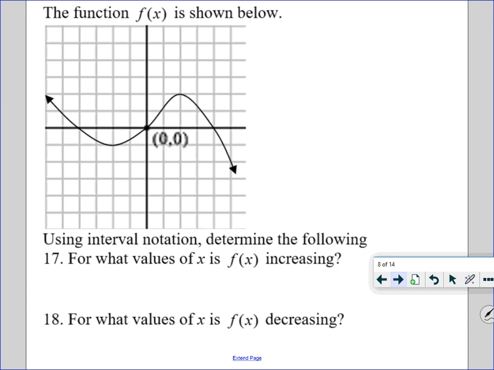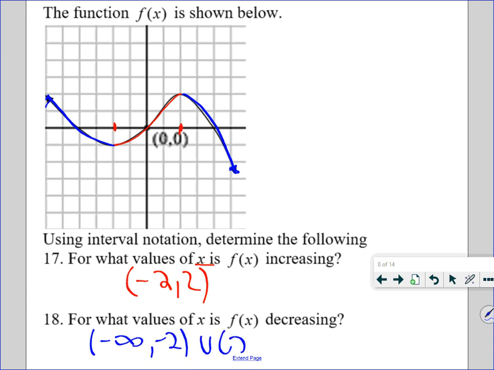All right, over which values of the function is the function increasing? So it's increasing in this range right here. So it's asking for what values of x. So it's increasing from negative 2 to 2. And it's decreasing here and here. So that's negative infinity to negative 2 and 2 to infinity are the x values, where the y values are going down as x is increasing.